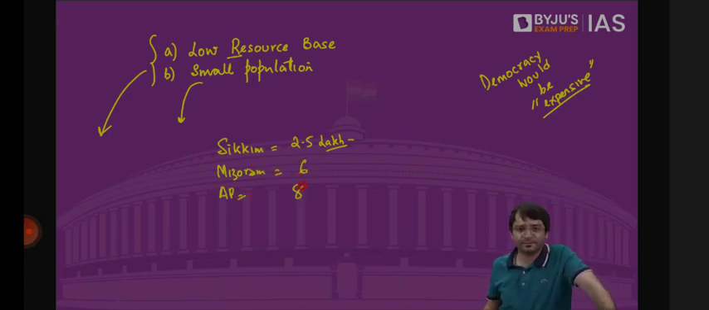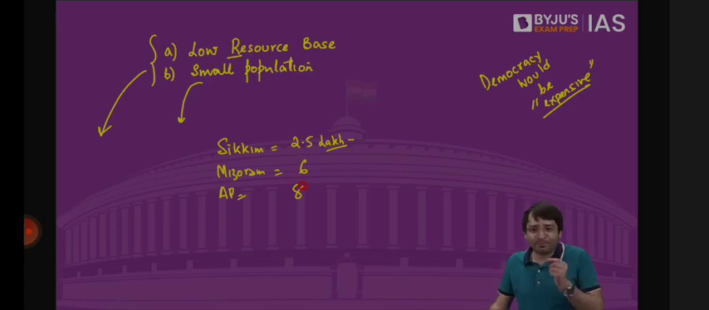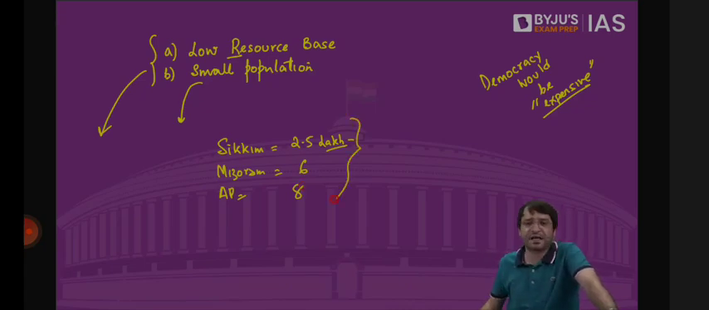Delhi is a union territory with a population which is more than the population of 140 countries of the world. Yet it is a union territory. Puducherry also has more population than 2.5, 6 lakh, 8 lakh. In fact, it has a combined population of more than this. Why is it a union territory?